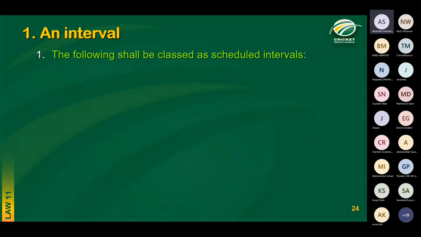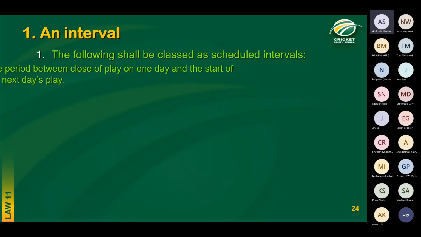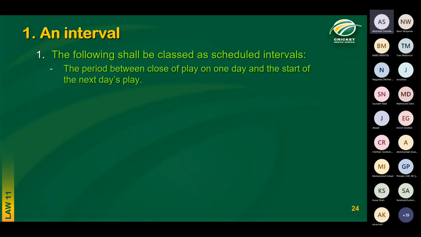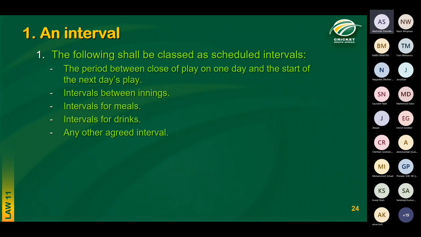Intervals. What does the law classify as scheduled intervals? Firstly, the period between close of play on one day and the start of the next day's play is classified as a scheduled interval. Then the interval between innings, interval for meals, interval for drinks, and any other agreed intervals. So these are 5 instances of scheduled intervals as per the law.